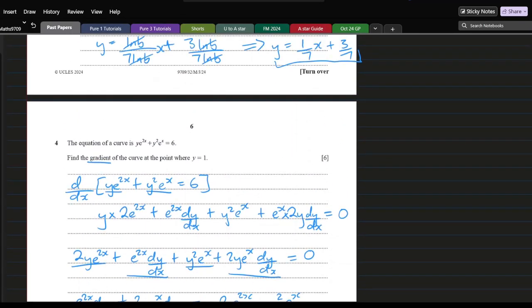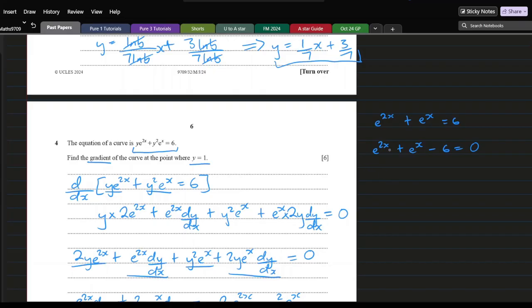We want to find the gradient of the curve at the point where y is 1. So to do that, we first need to evaluate our x coordinate when y is 1. So let's substitute y is 1 into our original equation. We end up with e to the 2x plus e to the x, and this is equal to 6. So moving everything to the same side, that's e to the 2x plus e to the x minus 6, and this is equal to 0.